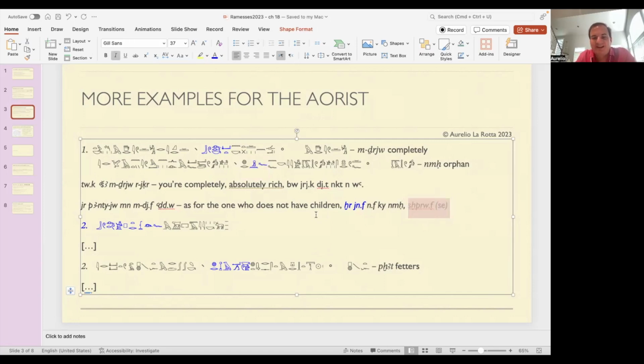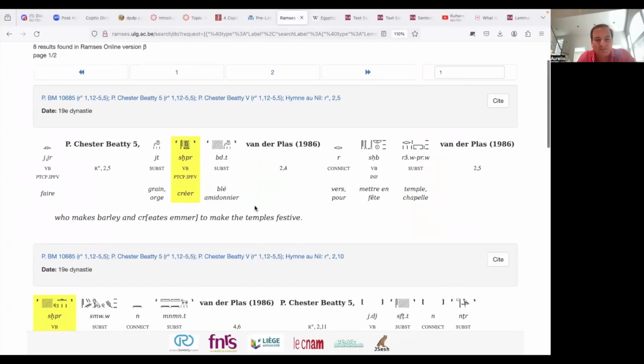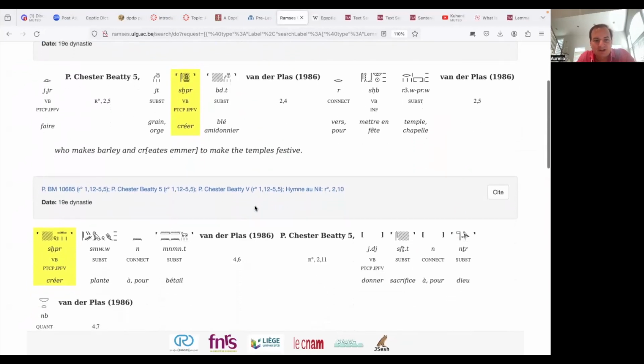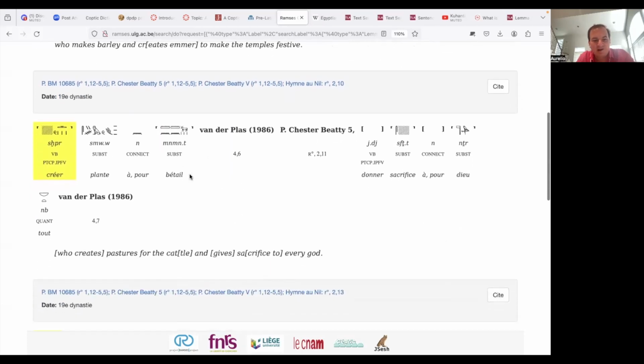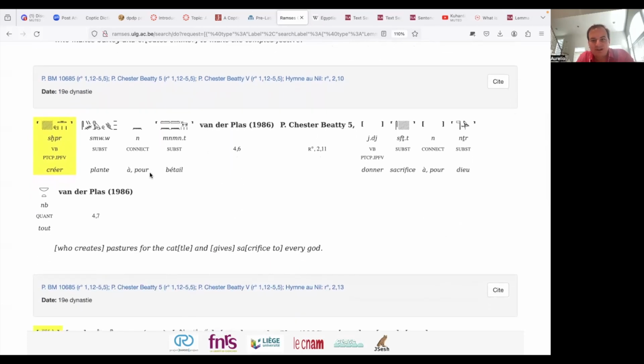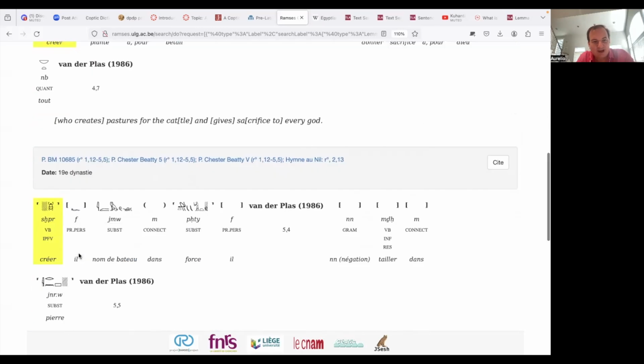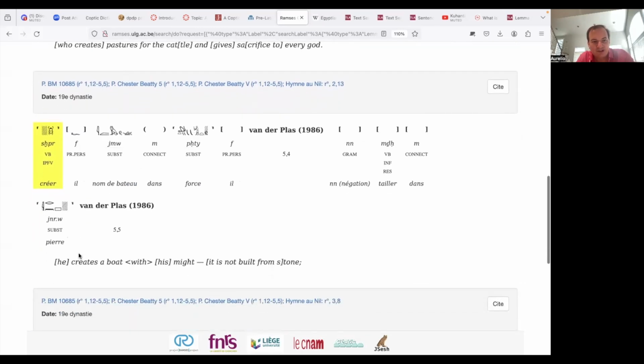Apart from what is this? Oh, you asked what does secheper normally mean? Let's have a quick look at a few sentences. So, who makes barley and creates ammer? Iri and secheper, side by side, really meaning in both cases to make something, like really physically creating it, or preparing it. This one here I can't read because half of the sentence is missing. Creates a boat. That's of course from our favorite Horus and Seth. Oh no, that's not from Horus and Seth. This is from the Hymn to the Nile.